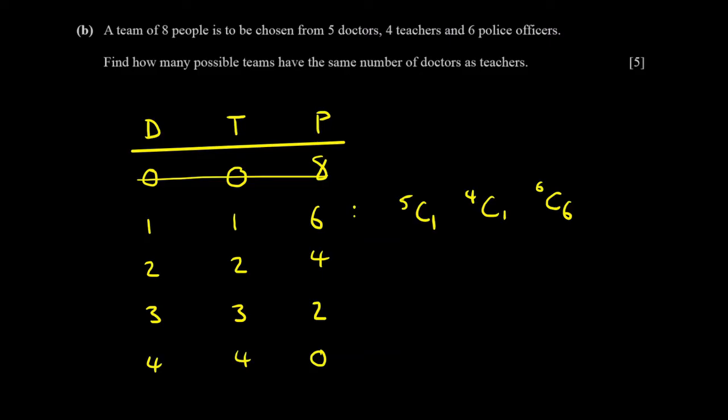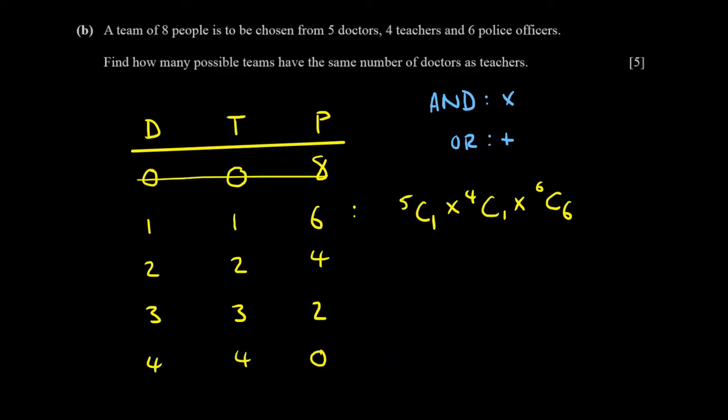Now, what am I going to do with these? I'm going to have to multiply them, right? And the reason I'm multiplying them is because of the difference between "and" and "or." Remember, if we've got "and," we need to multiply. If we've got "or," we need to add. So in this particular case, we want 1 doctor and 1 teacher and 6 police officers. So therefore, we multiply.